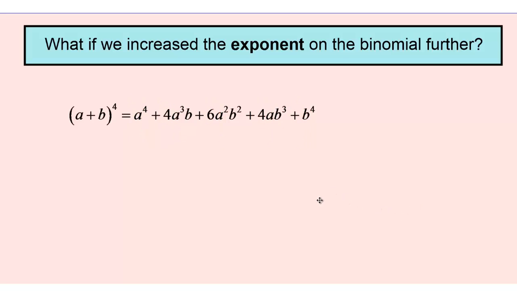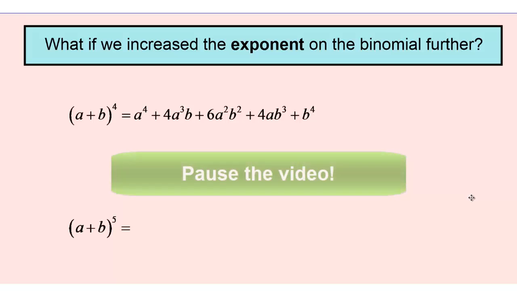What would happen when now we go to a plus b to the exponent 5? Can you see enough of a pattern here from the previous examples to be able to write out what you think this could be? I want you to try it. Pause the video, take a couple minutes, try this, expand it out, and then play the video and see if you were right.